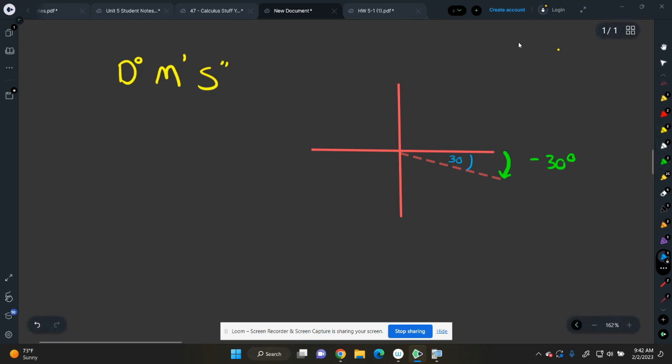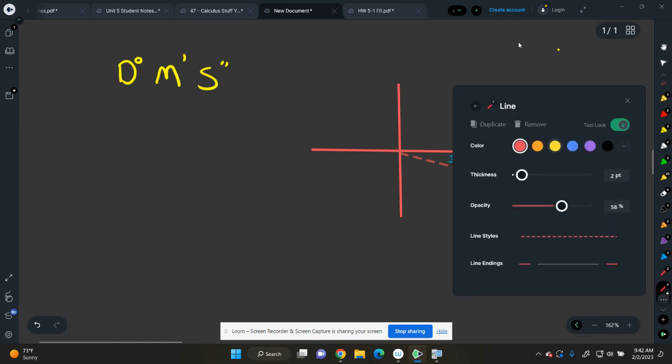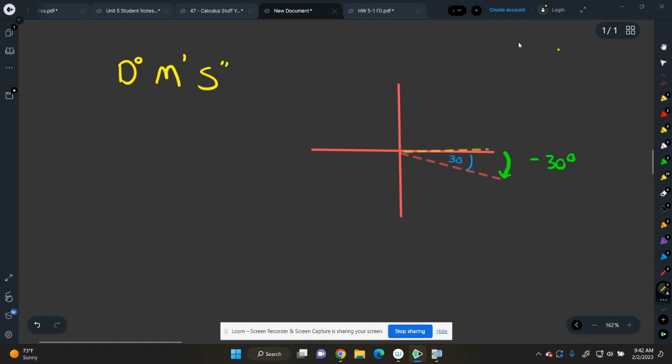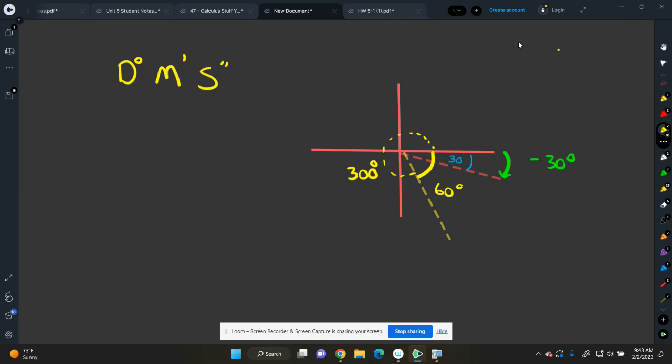So I could have, here's my initial side, and it rotates through 90, 180, 270, rotates through 300 degrees. 300 degrees. What's the reference angle? 60 degrees. The reference angle will be 60 degrees.